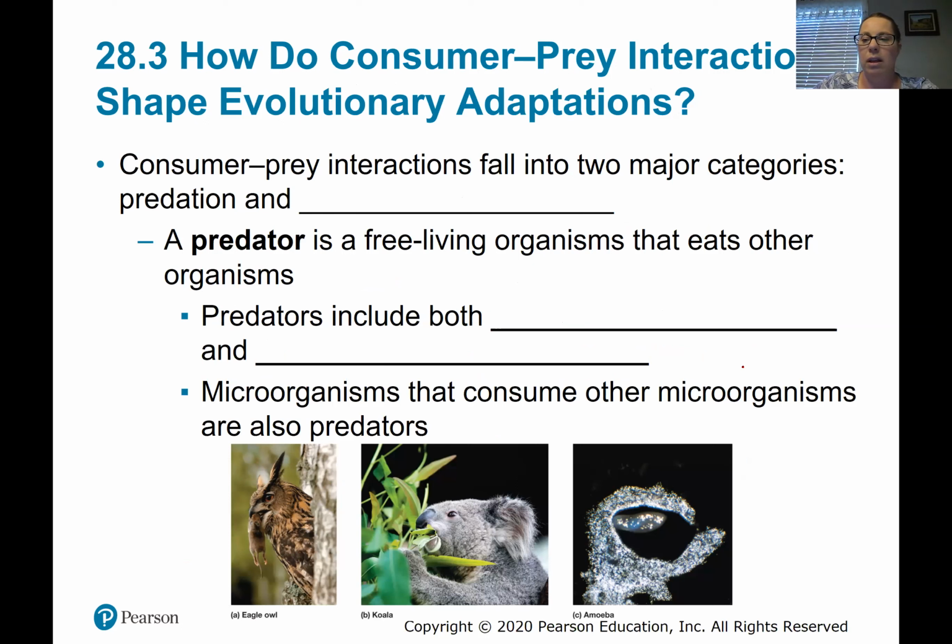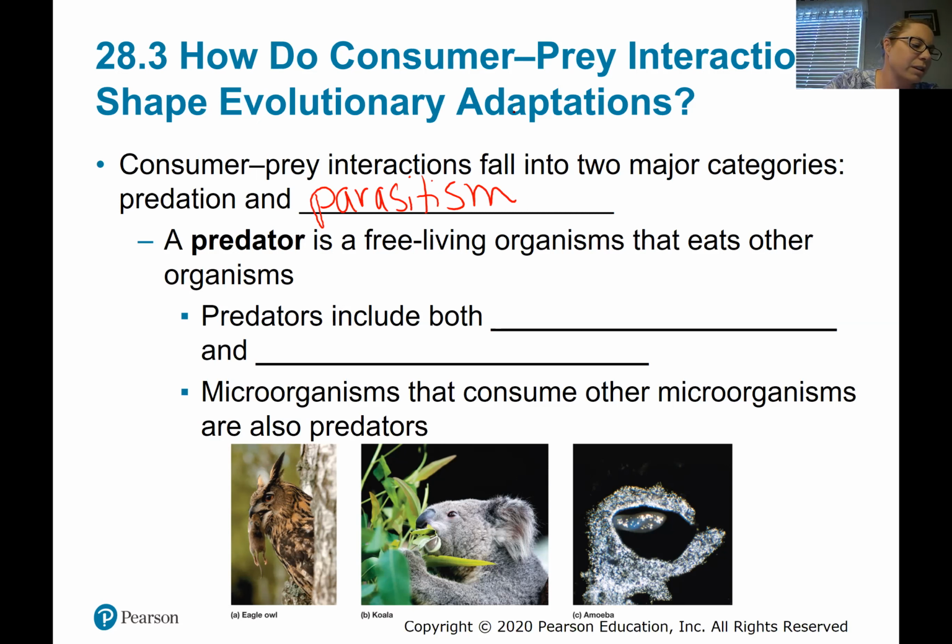And we've talked again in the animal behavior unit about some aggression and territorialism that animals do to compete for resources and to let one another know, hey, this is my mate, this is my space, this is my food, and so forth. But consumer-prey interactions, I keep saying reactions, interactions, are going to be predation and parasitism. And you guys have known what a predator is since preschool. But a predator is an organism that feeds on another organism.